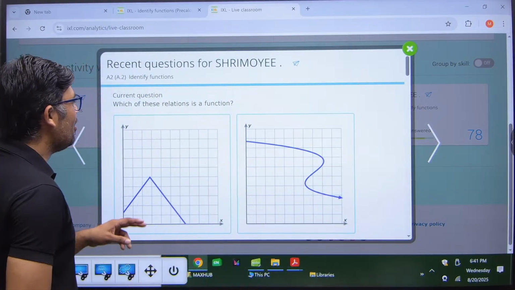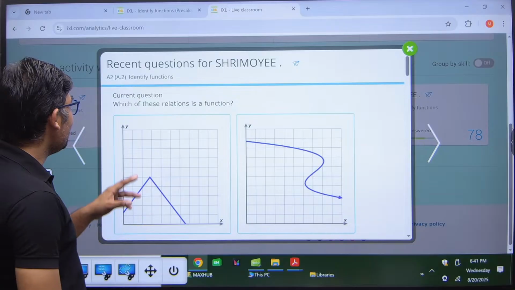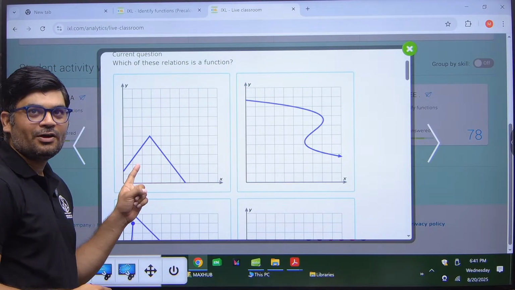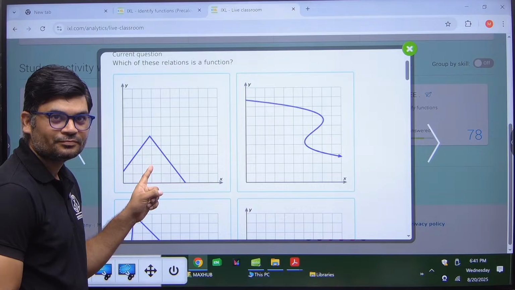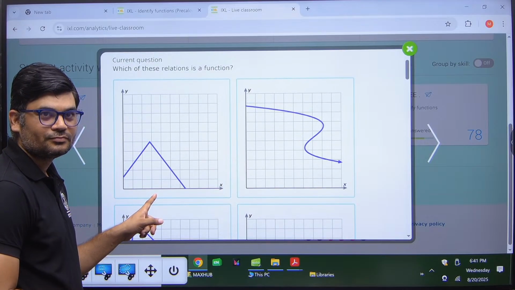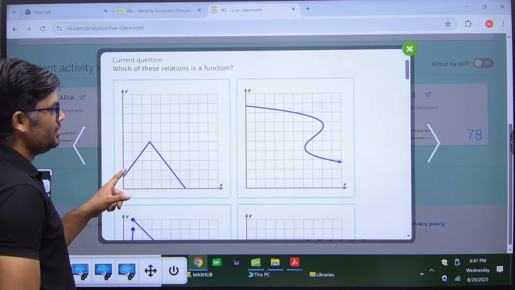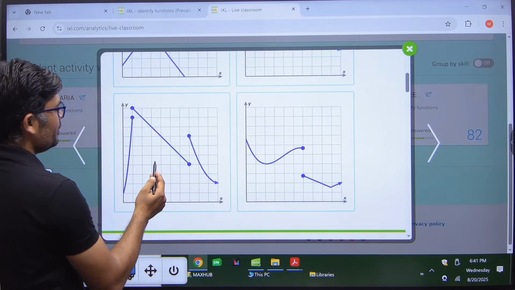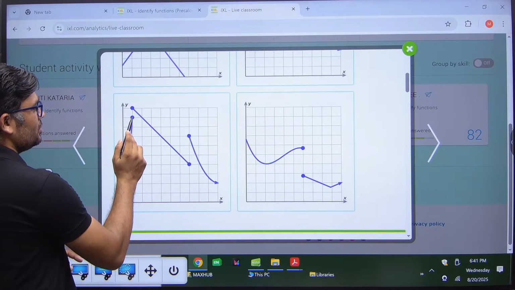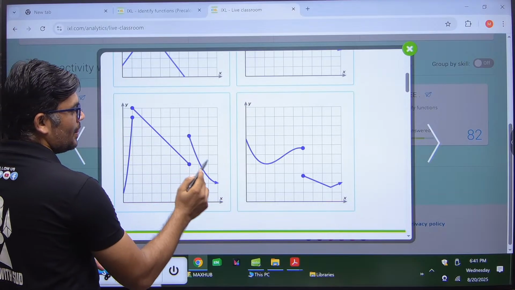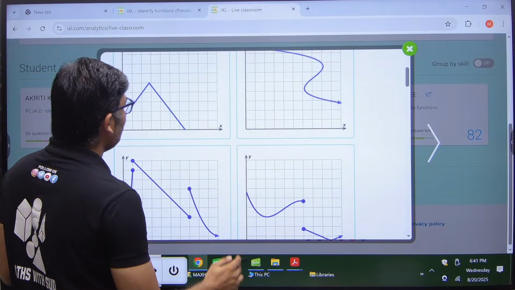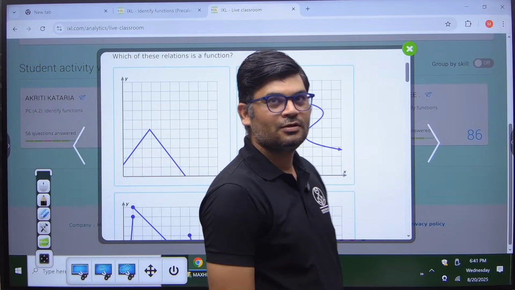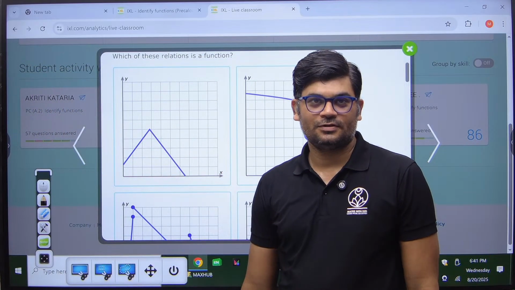Okay, Shrimoy, now you have to understand which of these is a function. Tell me one by one. Is this a function? Yes, this is a function. Is this a function? No. Is this a function? No, because you have two different points. Is this a function? No. So only one part is a function. This one. Only this is a function.